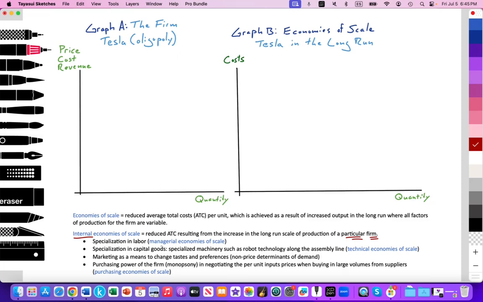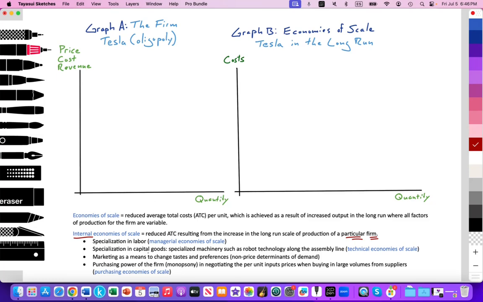As it gets larger and larger, it can achieve managerial economies of scale, getting more specialized labor, as opposed to when Tesla was smaller, maybe a small firm, you might have one individual doing multiple tasks. But as you get larger and larger, you can get a specialist in a particular area that can just focus on managing a team, hiring the best engineers, and so on.